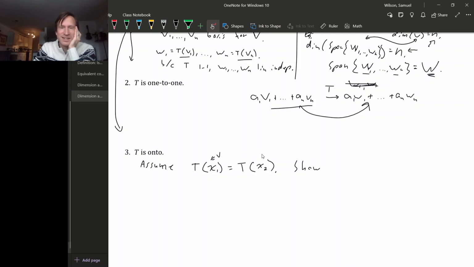x1 is in v, x2 is in v. T of x1, that's in w. And T of x2, that's also in w. So assuming that these are equal, what we want to do is show that x1 is equal to x2.